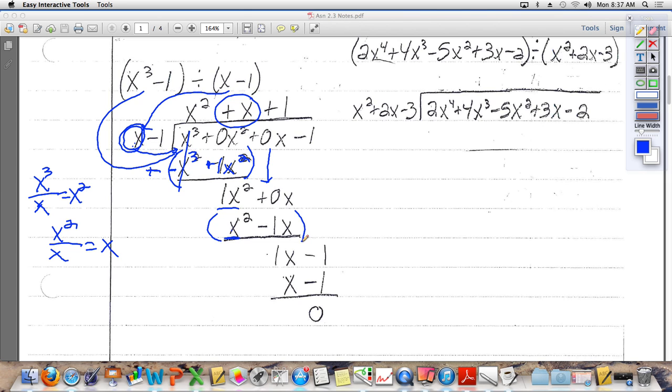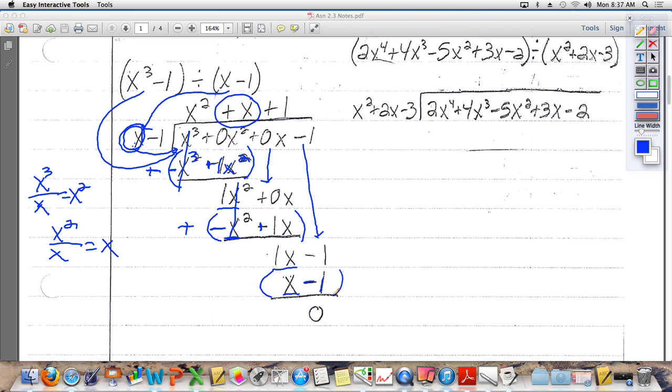Put parentheses around it. We're going to subtract that entire polynomial, which really means we are adding the opposite and the opposite. The x squareds cancel out. We have a 0x and a 1x giving me 1x. Now you bring the minus 1 down. So we have x times what will get me 1x? In other words, how many times can I divide that x into 1x? 1 time. So I put a 1 up here. But now I need to take that 1 and multiply it by both the x and the minus 1. So 1 times x is x, and 1 times negative 1 is negative 1.